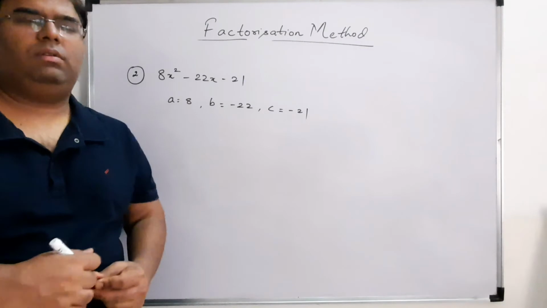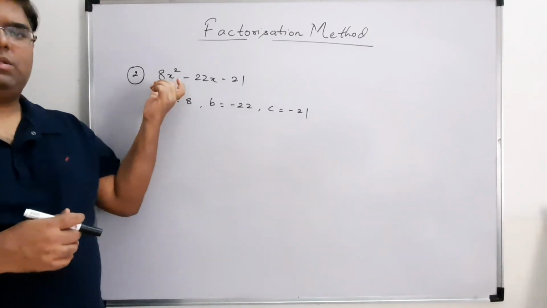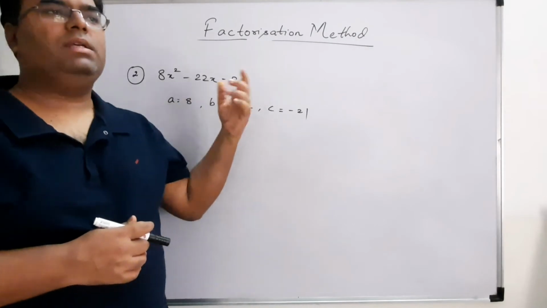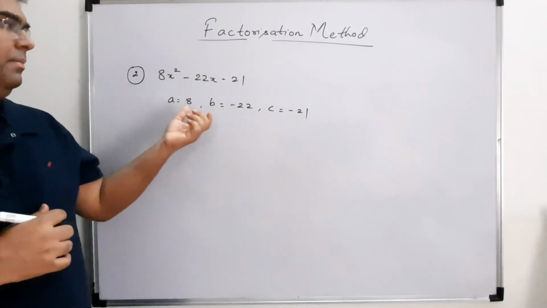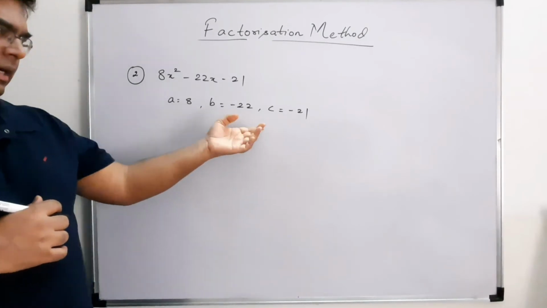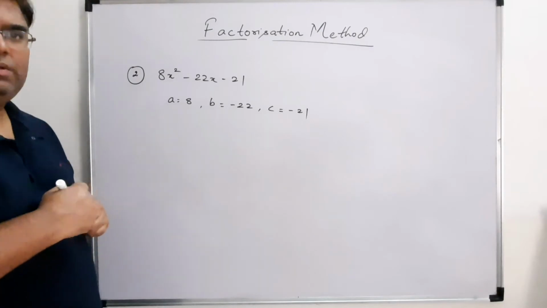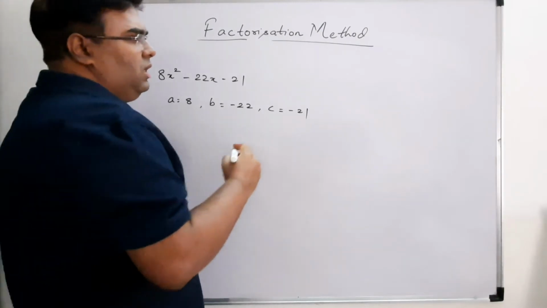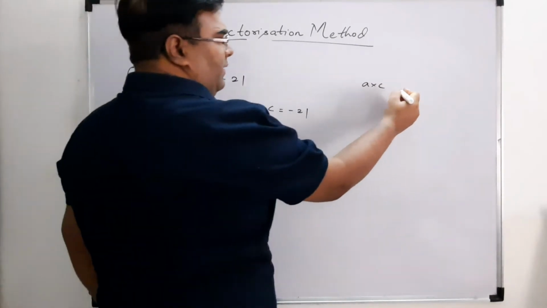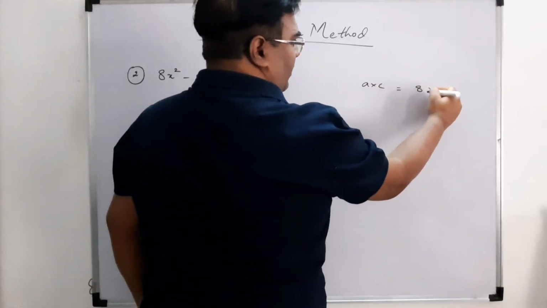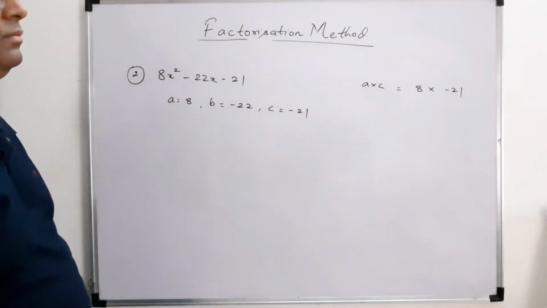Okay, let us solve our next example. I have taken 8x² − 22x − 21. So our a is 8, b is −22 and c is −21. So what was our first step? First step was a multiplied by c. In this case it will be 8 multiplied by −21, right?